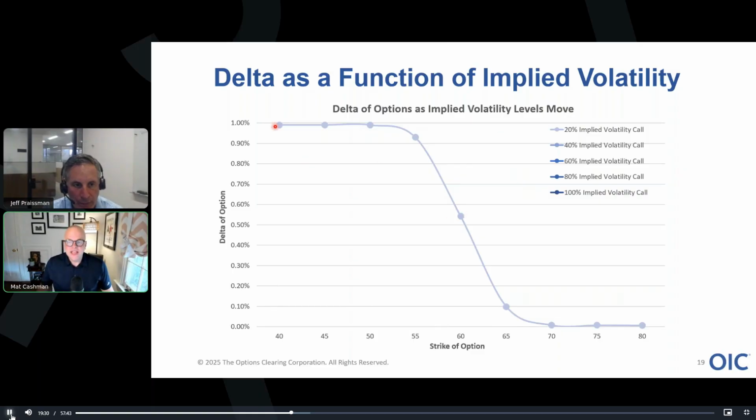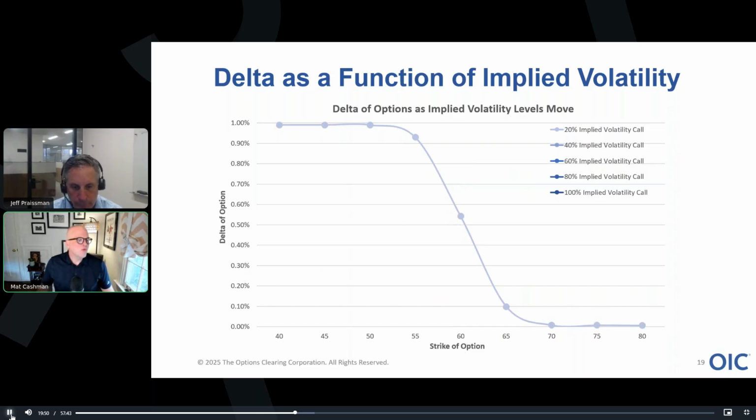$60 stock, these options down here have a very high likelihood of staying 100 delta. That's what the market is telling you. These all have very high deltas, almost 100 delta. And these options have very, very low deltas. The out of the money calls have almost 0 delta, very quickly outside of those at the money options.